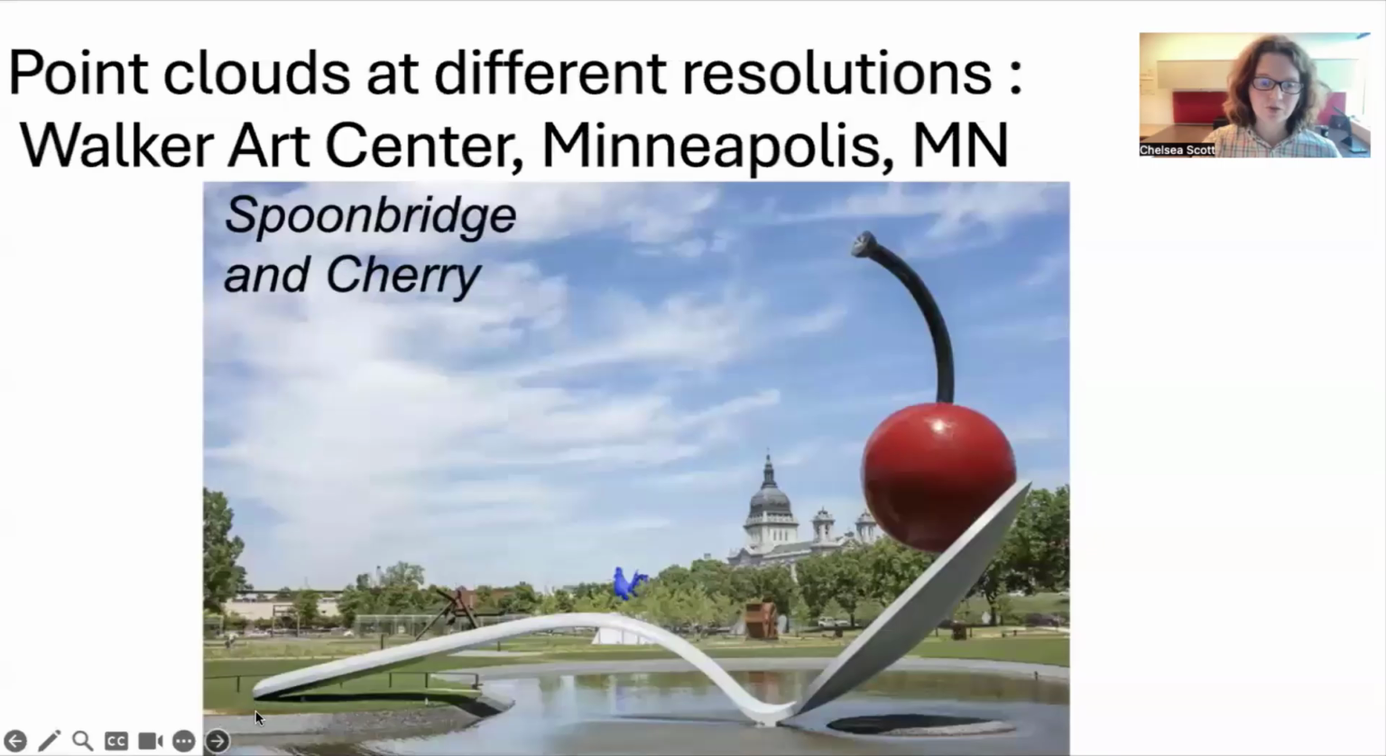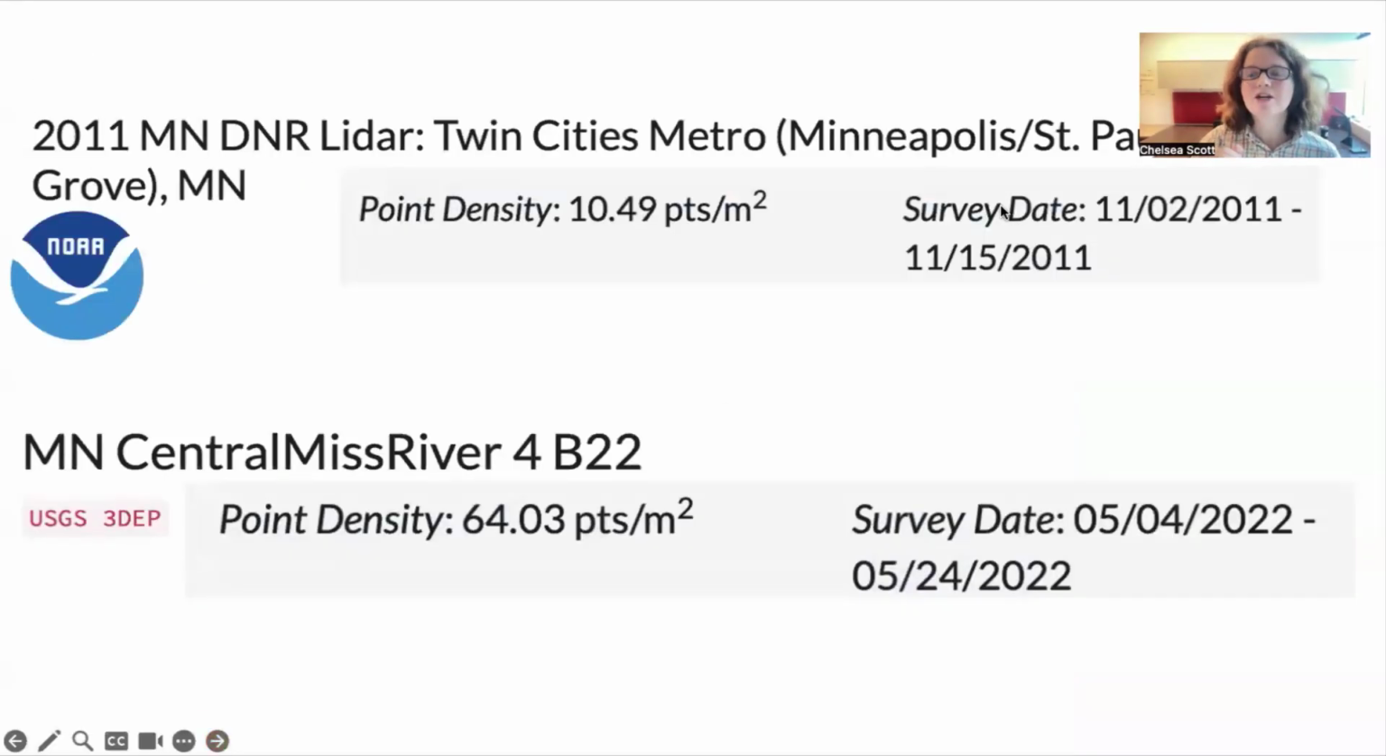So note the spoon and then the red cherry. And we're going to be looking at two data sets to see how they each recorded this sculptural fountain.